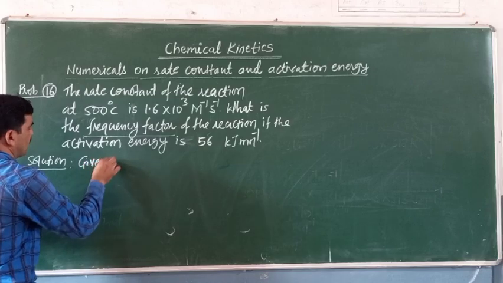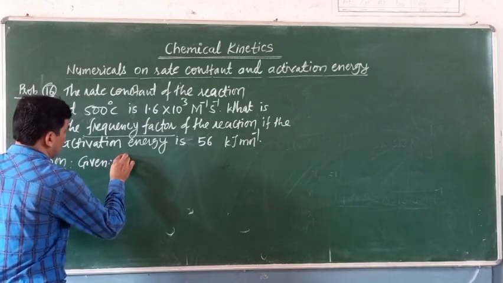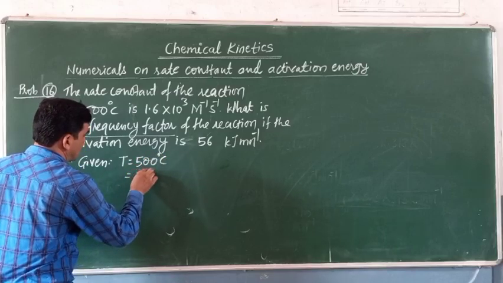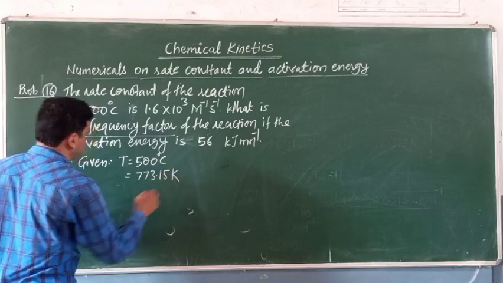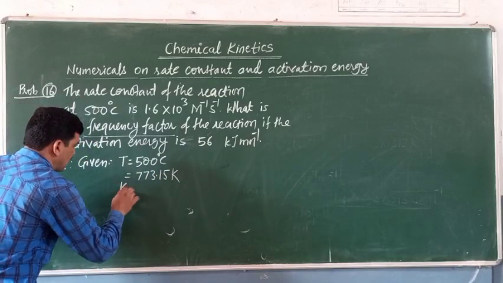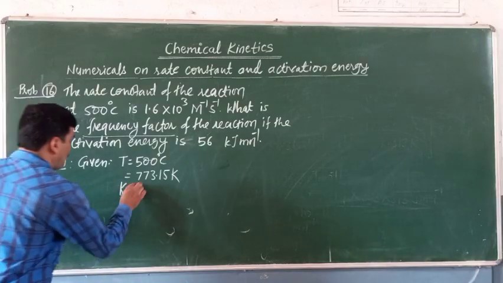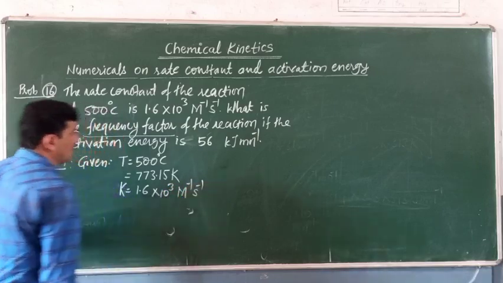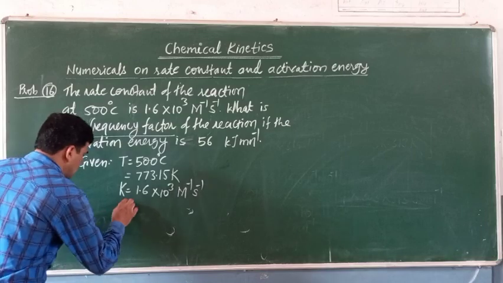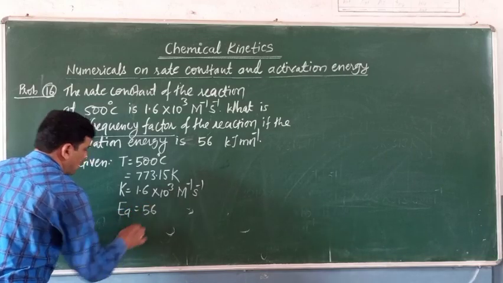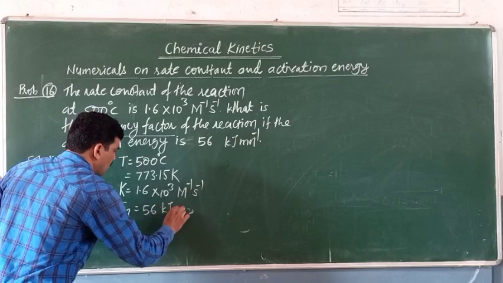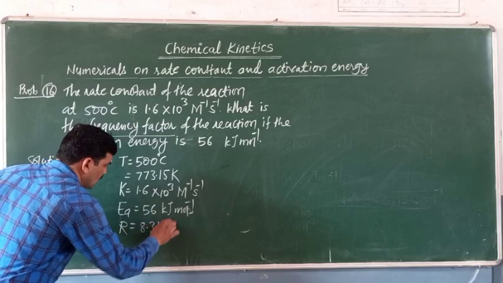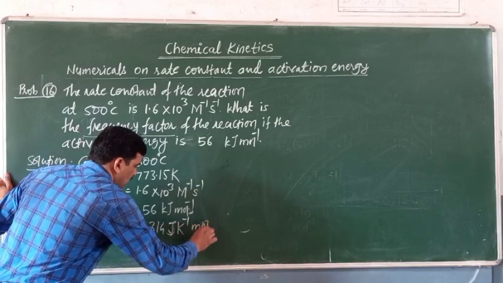Here we can write the given values first. Temperature is 500 degrees Celsius, which is 773.15 Kelvin. Then the rate constant of the reaction, K, is given. It is 1.6 into 10 raised to power 3 per molar per second. Then the activation energy of the reaction is given as 56 kilojoule per mole, and we already know the value of the molar gas constant, 8.314 joule per Kelvin per mole.